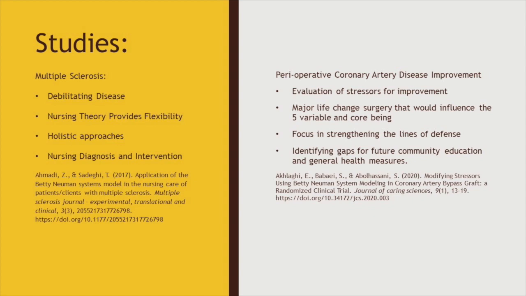The first study aimed at assisting patients who suffered from multiple sclerosis. The main focus of this study was the application and utilization of nursing interventions based on Neuman's model. From an assessment utilizing her model, over 12 nursing diagnoses were completed and interventions implemented to address several stressors identified.